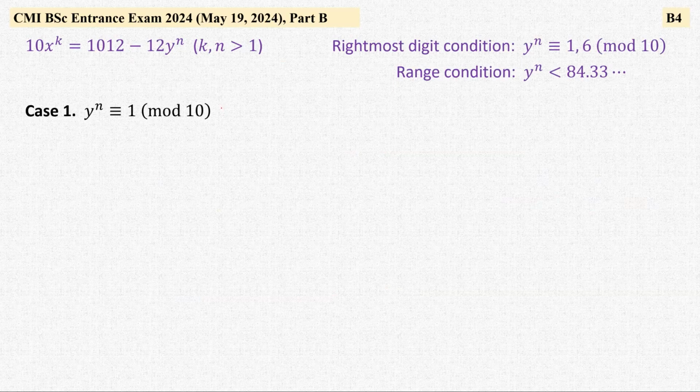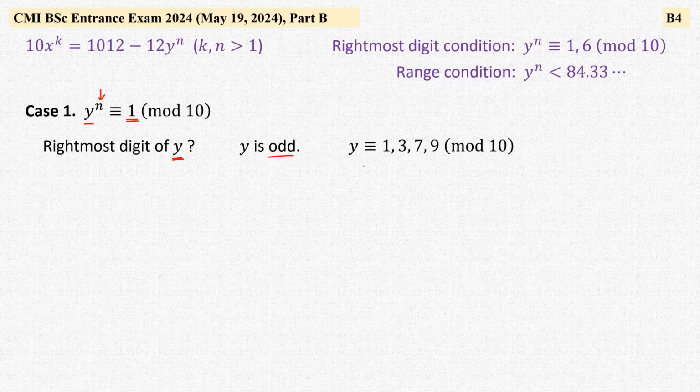With this in mind, let us consider the first case where the rightmost digit of y to the power of n is 1. Now let's search for the possible rightmost digit of y. First, you can easily find out that y must be an odd number, because if you assume that y is even, then its natural number power cannot have the rightmost digit of 1 whatsoever. And with further investigation, you'll notice that the possible rightmost digits of y are 1, 3, 7, and 9. That is, y can have any odd number rightmost digits except 5.